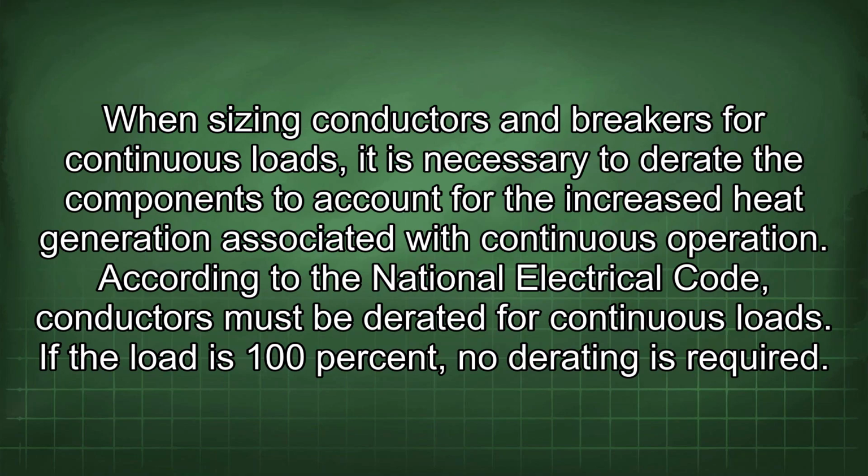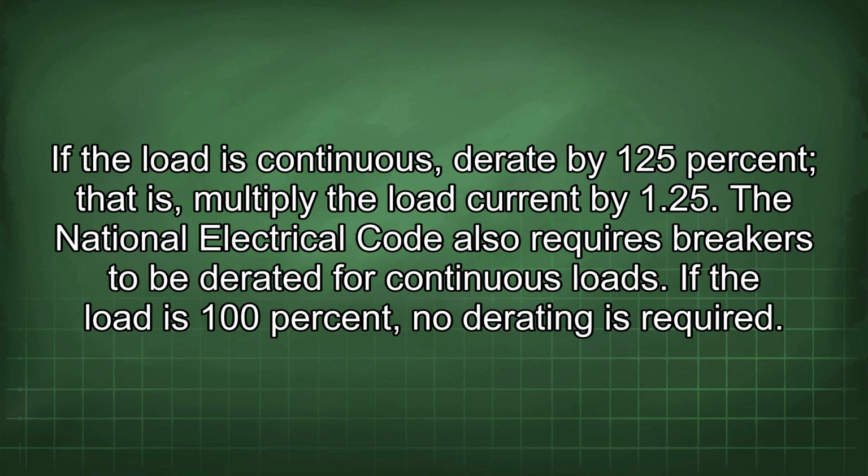When sizing conductors and breakers for continuous loads, it is necessary to derate the components to account for the increased heat generation associated with continuous operation. According to the National Electrical Code, conductors must be derated for continuous loads. If the load is 100%, no derating is required. If the load is continuous, derate by 125%, that is, multiply the load current by 1.25.